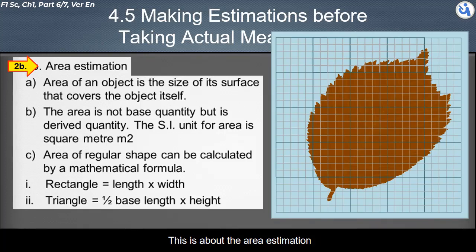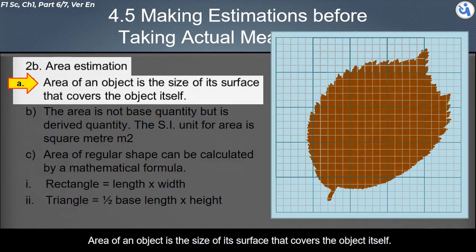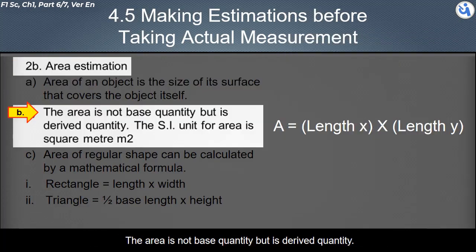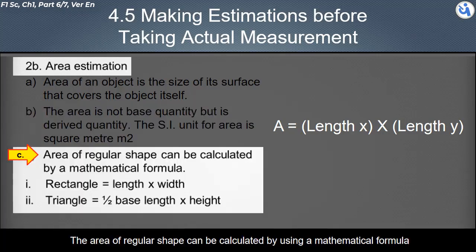The area estimation. Area of an object is the size of its surface that covers the object itself. The area is not a base quantity, but is a derived quantity. It is a combination of two base quantities, two lengths. The SI unit for area is square meter. The area of a regular shape can be calculated by using a mathematical formula.